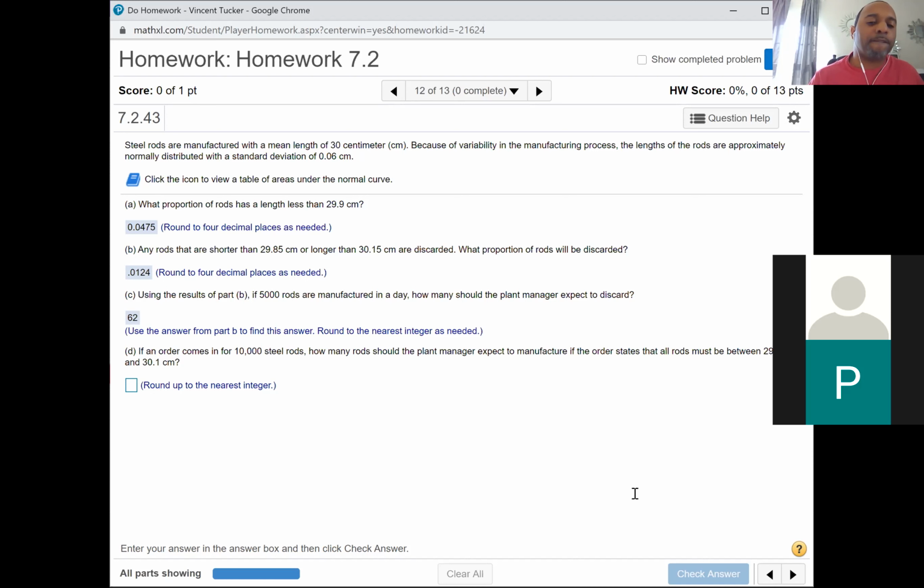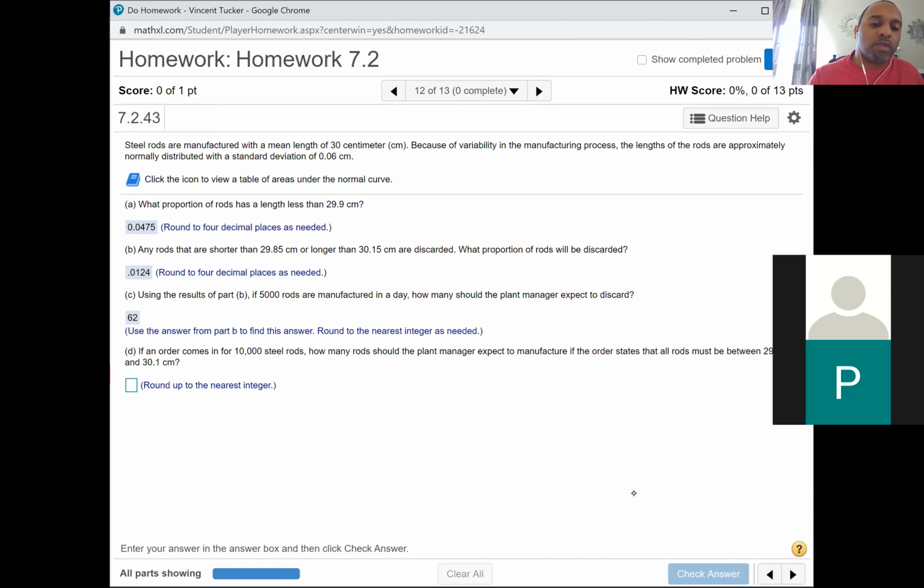I think you said D was the one you had an issue with, right? Yeah. Okay. So what I'm saying that we should do is find the z-score for each, then find the chart value, and then find what's between them, and then multiply that by 10,000.